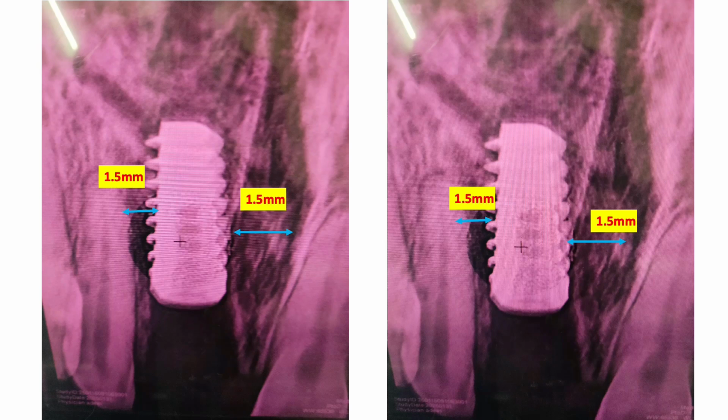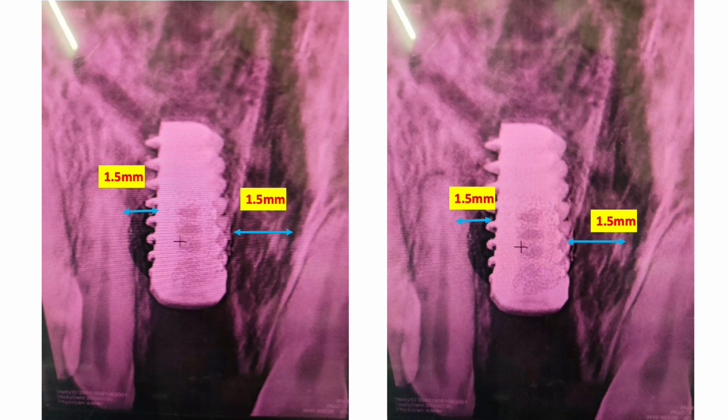This is the post-operative IOPA. As you can see in this IOPA, we have at least 1.5 mm distance between the root of the adjacent tooth and the implant. It can be more than that, but not less than 1.5 mm.